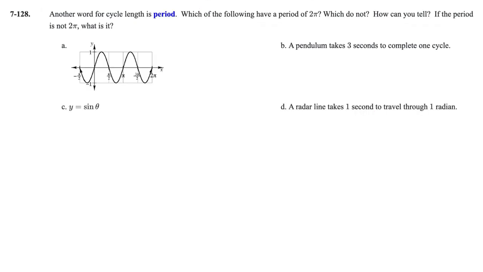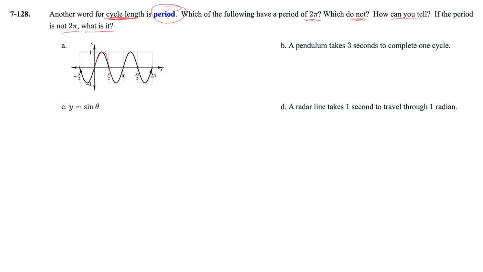which you will see on the next slide here. All right, so here it is, that cycle length. The math word there is period. Which of the following have a period of 2 pi, which do not? How can you tell if the period's not 2 pi, then what is it? Basically, how long does it take to go through one rotation?